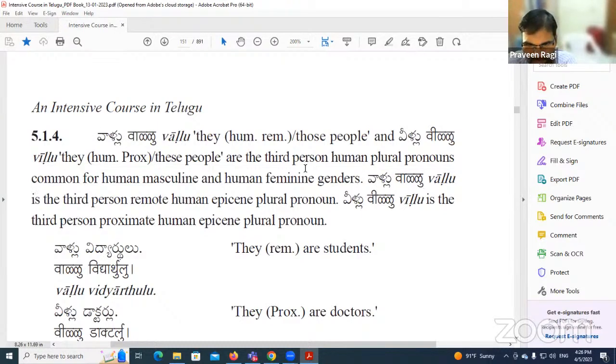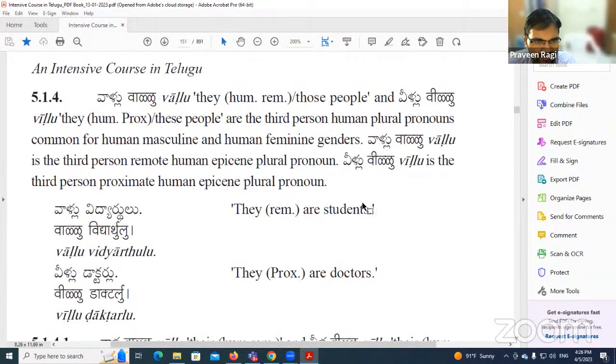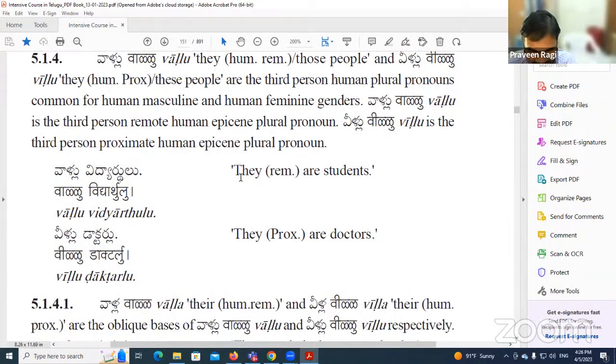Actually, if you look at here, Vallu, Veelu. So Vallu is used if they are far, we use Vallu. If they are near, we use Veelu. That's the difference only. Then, okay, they are students. Okay, because they are far, so that's why we used Vallu Vidyarthulu.